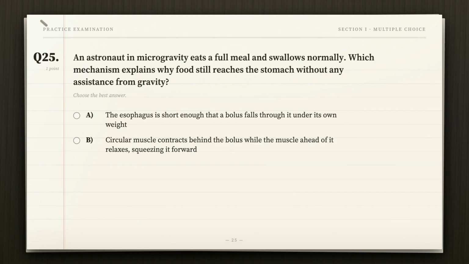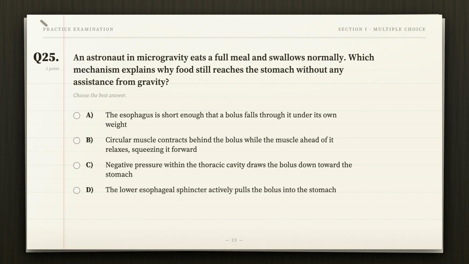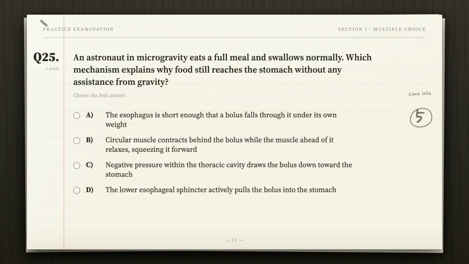B. Circular muscle contracts behind the bolus, while the muscle ahead of it relaxes, squeezing it forward. C. Negative pressure within the thoracic cavity draws the bolus down toward the stomach. D. The lower esophageal sphincter actively pulls the bolus into the stomach. Which one is it? Pause the video if you need more time.